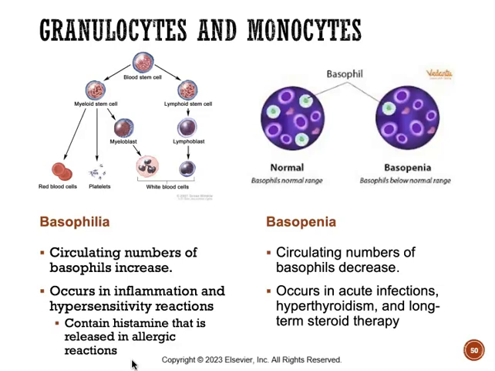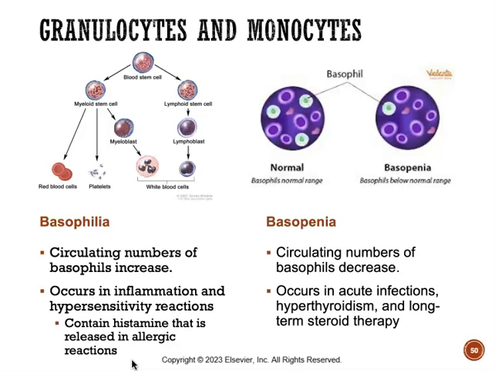And now we have our basophils, and if you remember, they are the least common type of our white blood cell, but they do play a big role in our immune responses, and especially when it comes to inflammation and allergic reactions. So if we have basophilia, that's going to occur when we have an increase in basophils, and is typically due to inflammation or a hypersensitivity reaction.